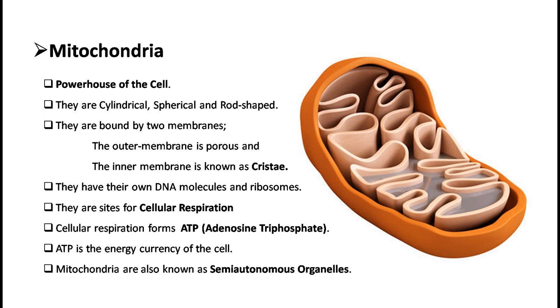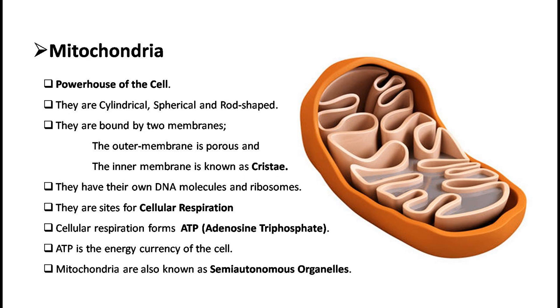Next is mitochondria. They are called the powerhouse of the cell, and they exist in three shapes: cylindrical, spherical, and rod-shaped. They are bound by two membranes. The outer membrane is porous. The inner membrane has many folds known as cristae. This increases the surface area, which is even more than the surface area of the outer membrane.